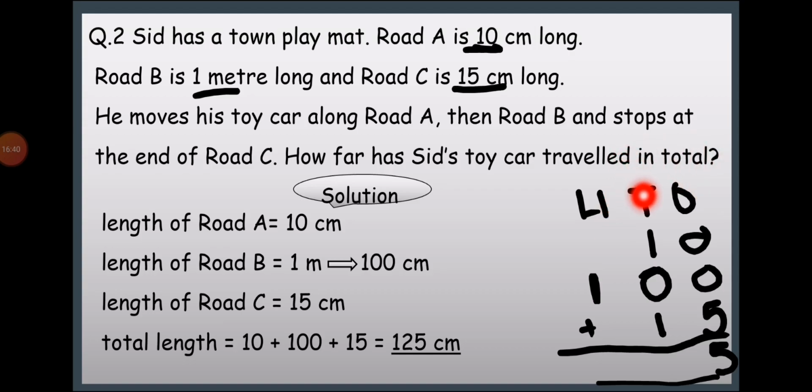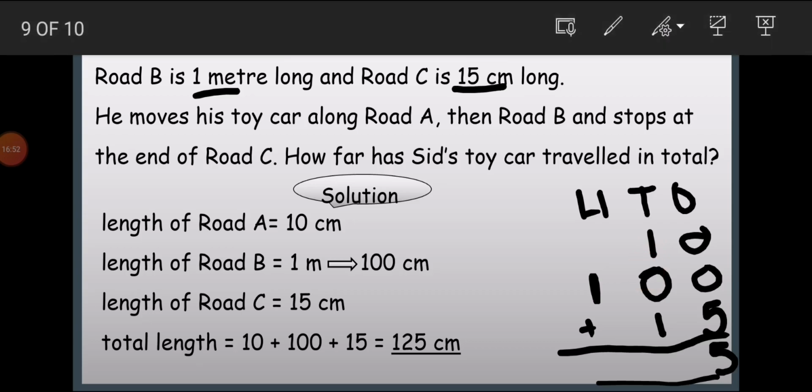place value, that is tens. So in the first number there is 1 ten. In the second number, is there any tens? No, there is no tens here. It's 0 here. In the third number, there is 1 ten. So 1 ten plus 1 ten, the answer is 2 tens. So I'm writing 2 here.